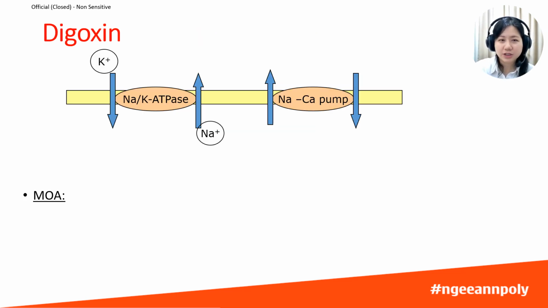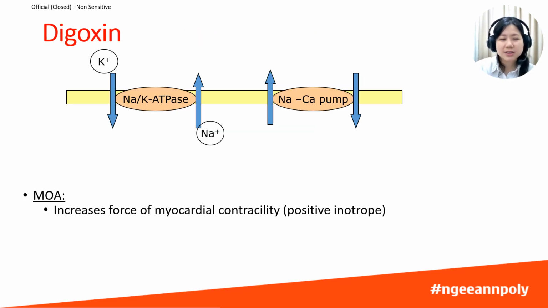Next, let's look at digoxin. Digoxin increases the force of myocardial contraction. This is called a positive inotropic effect. Let's look at the sodium-potassium ATPase pump. This pump moves sodium ions out of the cell and brings potassium ions into the cell.